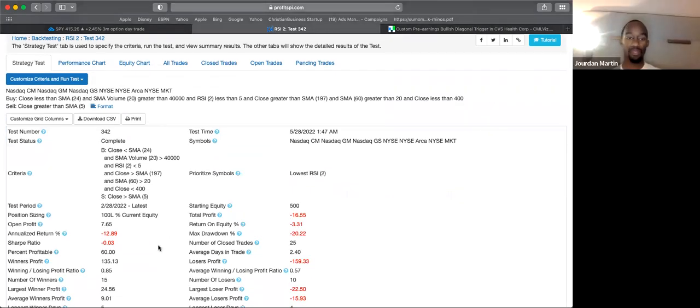So you can come in and test different stuff. You can test moving average crossovers. You can test buying RSIs on different stocks when they reach different levels, right? So again, I'm going to check the chat. If you've got questions, put them in the chat. I don't see any questions in the chat.